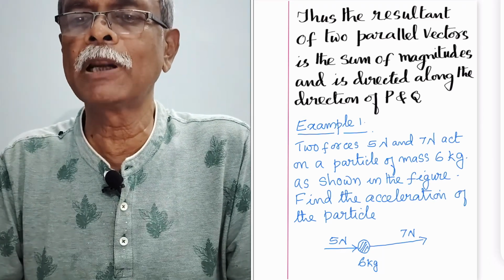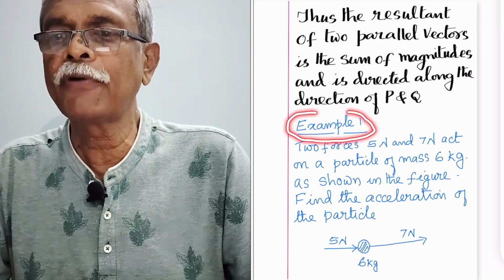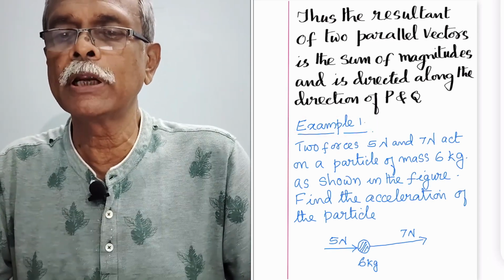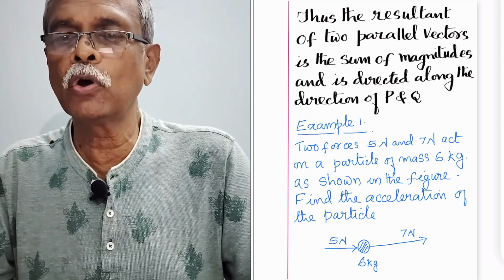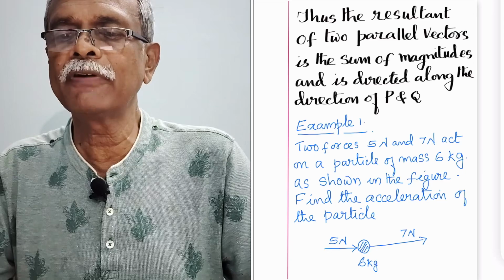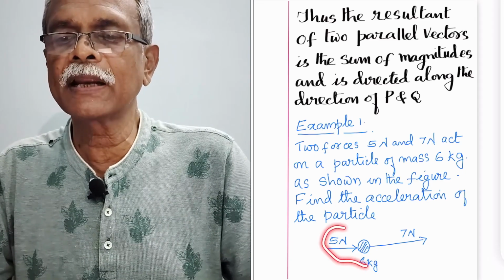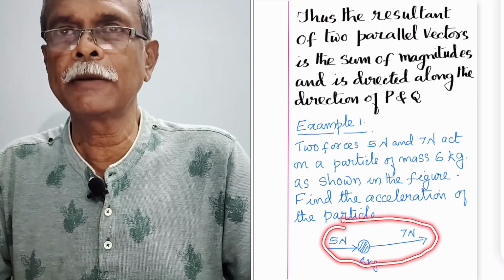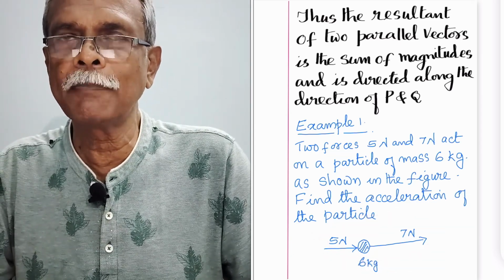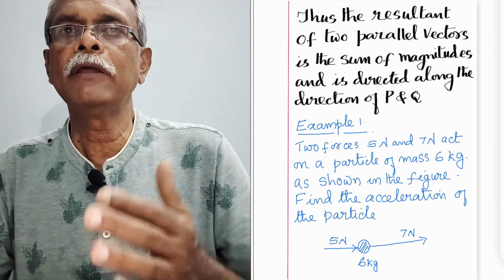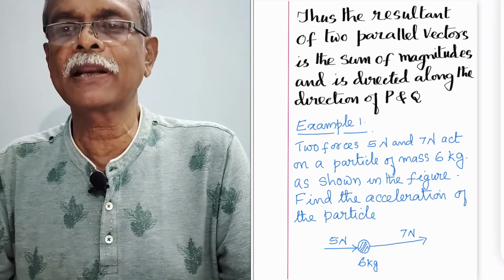We can take an example. Two forces, 5 Newton and 7 Newton, act on a particle of mass 6 kilogram as shown in the figure. Find the acceleration of the particle. That means we have to calculate the net force acting on the particle and divide that force by the mass of the particle to obtain the acceleration.